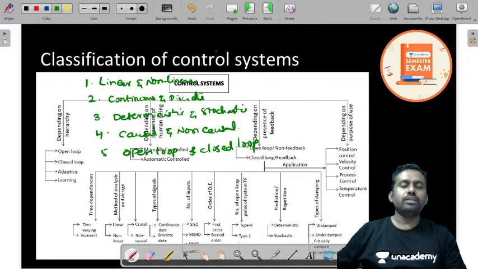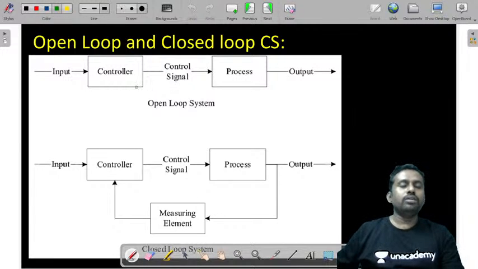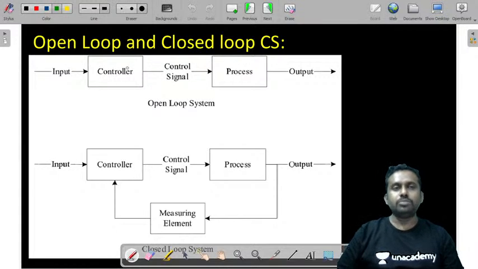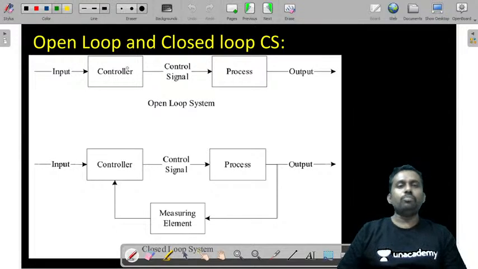When you are asked in your exams, you can pick one of these control system types, and you can explain about these different types of control systems. Now, the major classification of control systems is open loop and closed loop. Although you have different types of control systems as linear, non-linear, causal, non-causal, deterministic, stochastic, the major classification of control system is open and closed loop control systems, which is one of the important questions that is generally asked in your exams. So what is an open loop control system?